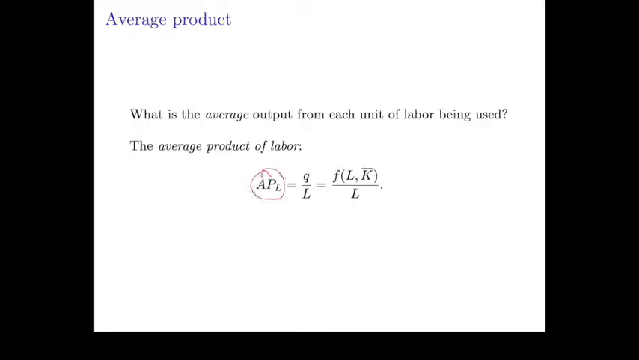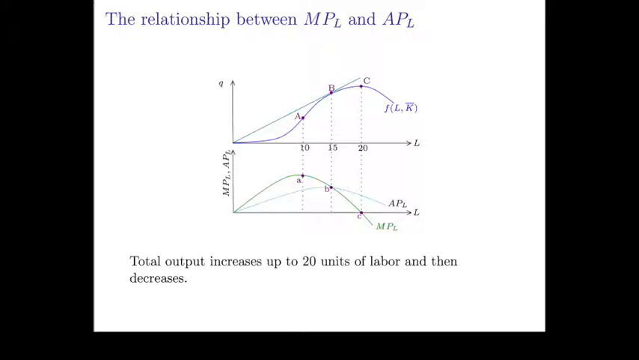So the average product of labor is the quantity that you produce per unit of labor. So you look at the total output, given that, remember, we're in the short run, so the capital is fixed at k bar. So the total output, if you use L units of labor, is f of L and k bar. You divide that by the total amount of labor that you use. And that gives you the average product of labor. Now, how are these two things related? Well, I'll give you a graphical explanation of how they're related.